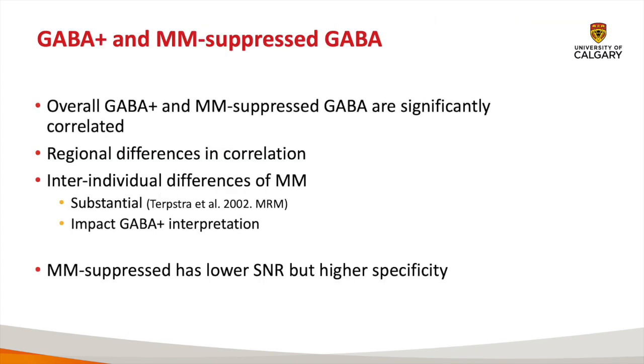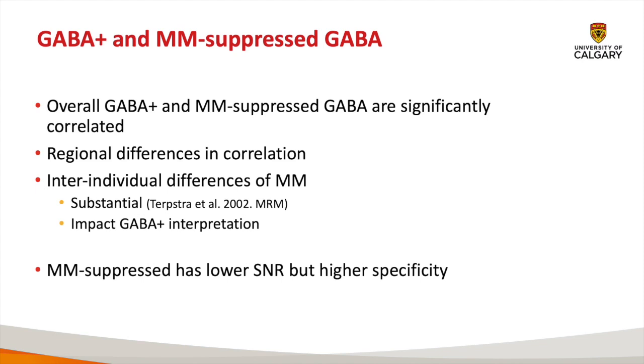So overall, we find that there is a relationship between GABA plus and suppressed GABA, and it is a significant correlation, but this correlation shows regional differences, and we attribute these regional differences to interindividual differences, in line with substantial interindividual differences as reported by Terpstra et al. What it means is it really does impact how you interpret your GABA plus data.